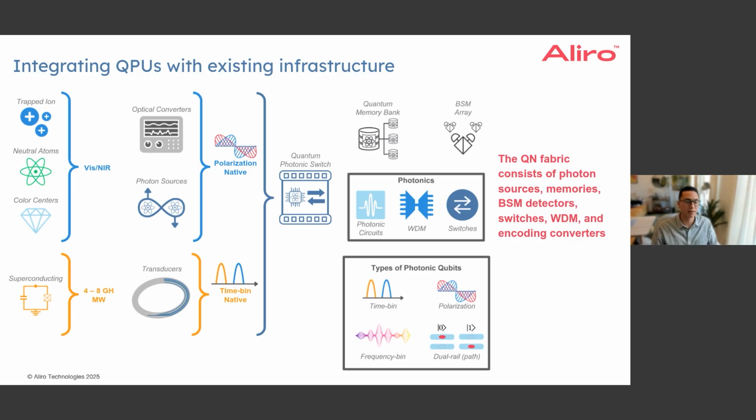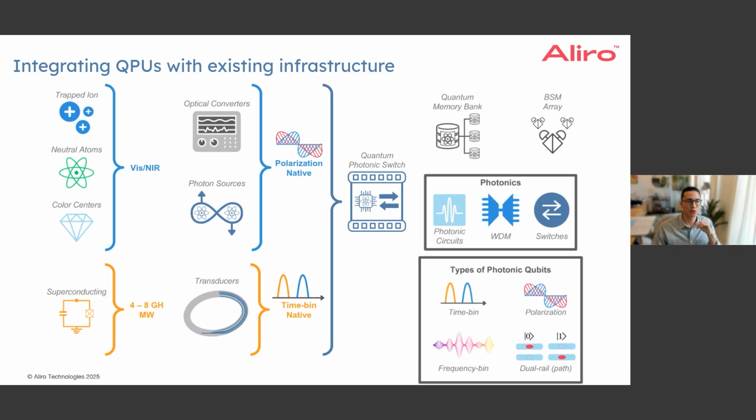There are different ways of architecting this depending on the scale we're talking about, depending on the QPUs that actually will be working together. But generally, this gives a flavor of all the stuff we need to integrate these QPUs not only with each other, but with existing infrastructure.